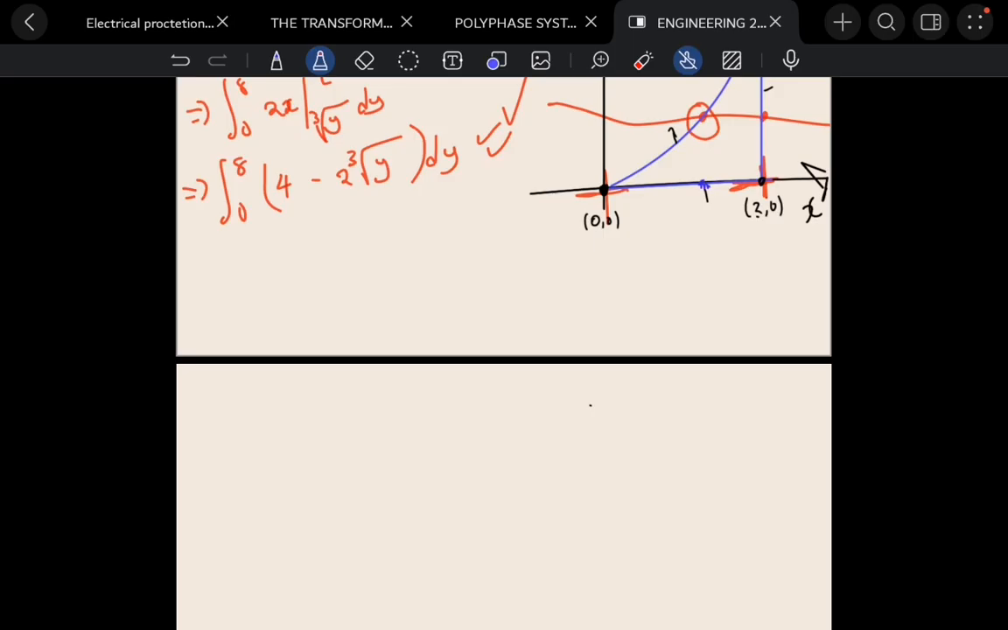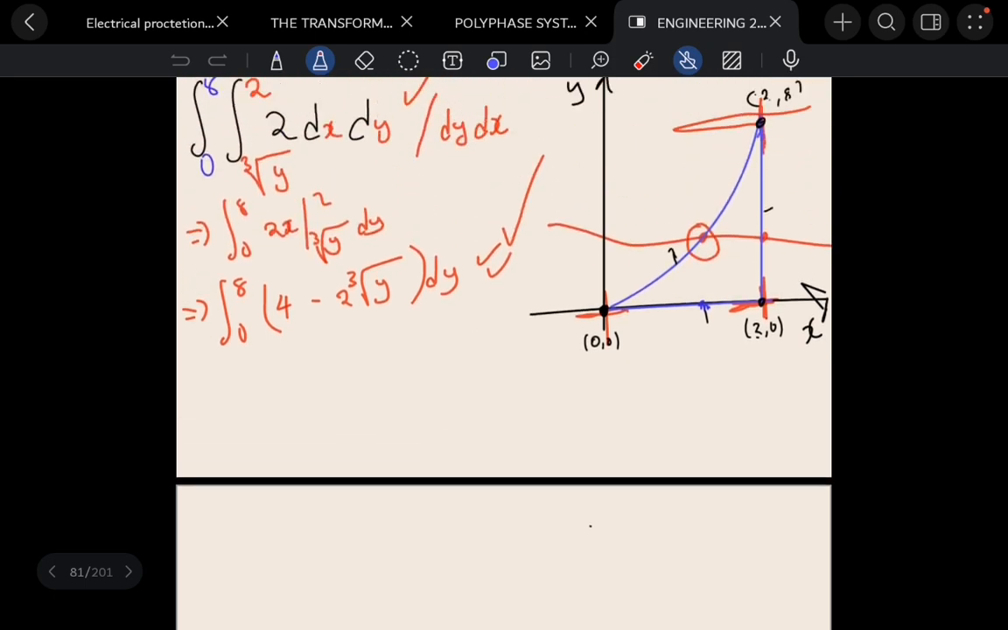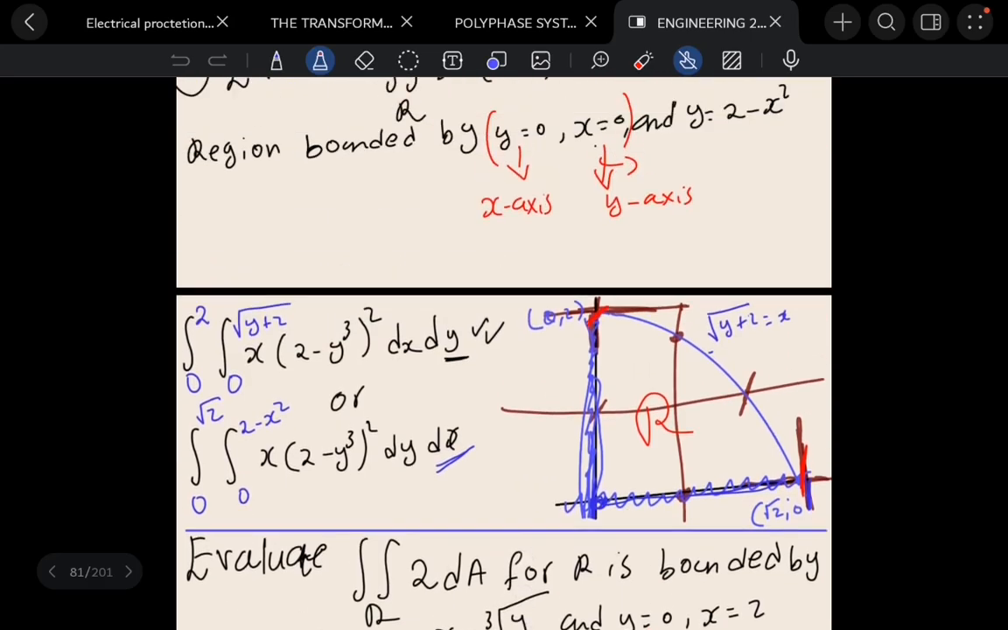So yeah, the next thing that we need to do is the last one. It's not really the last one. But let me just split the video into 2.